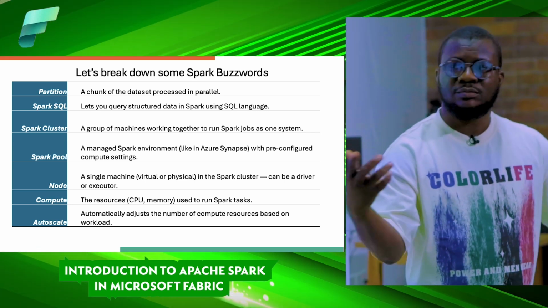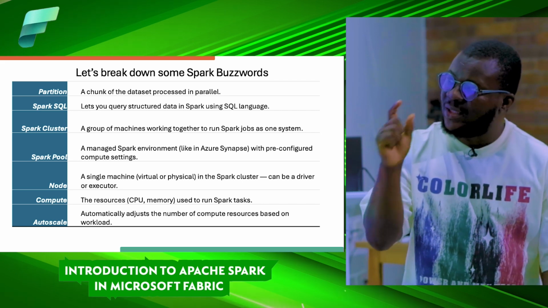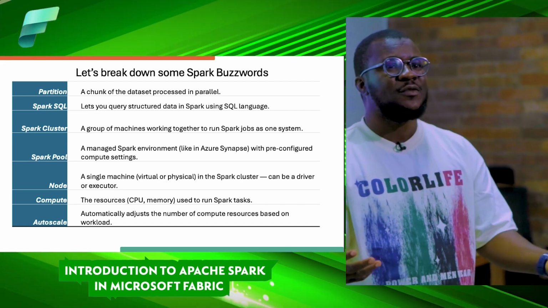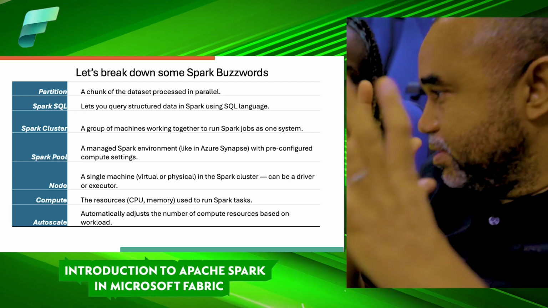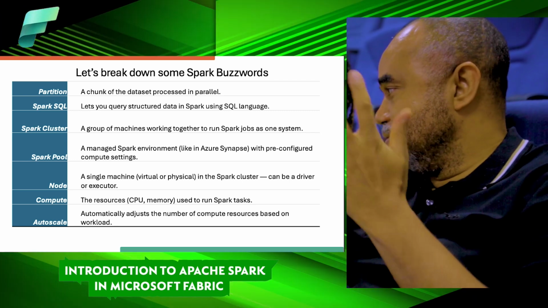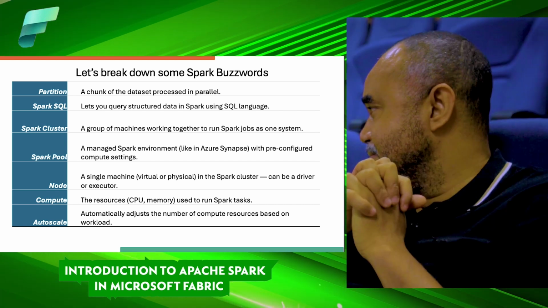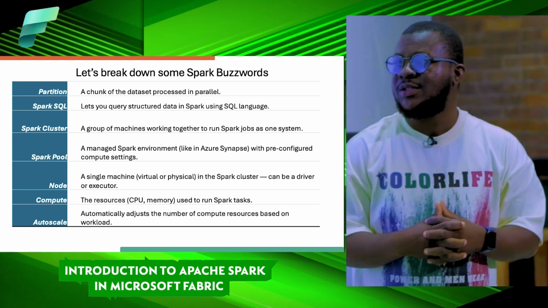What is a node? A node is simply a single machine, either physical or virtual, in a Spark cluster. Remember, in a Spark cluster, we're working together. It's like a chain, all right? So each of the components can be called a node, and this can either be the driver or the executor.